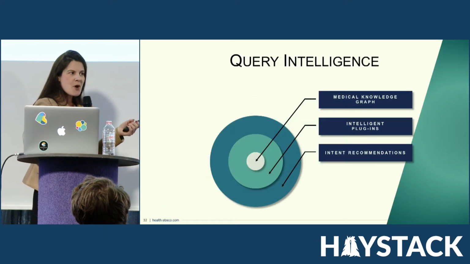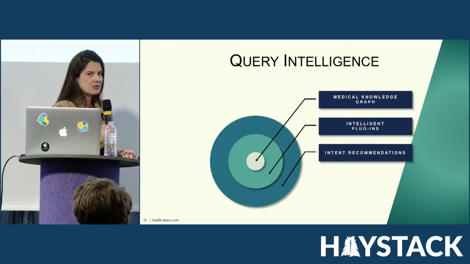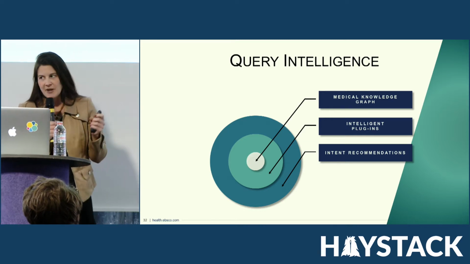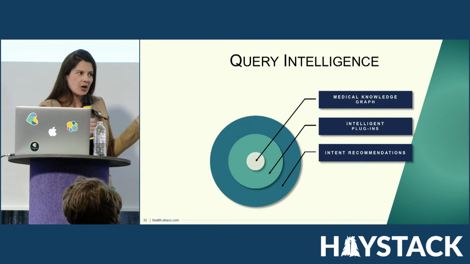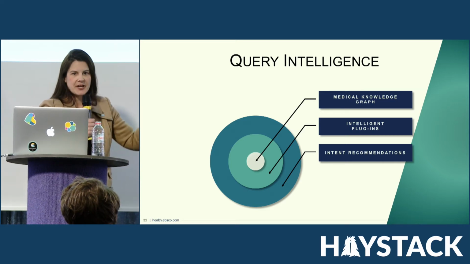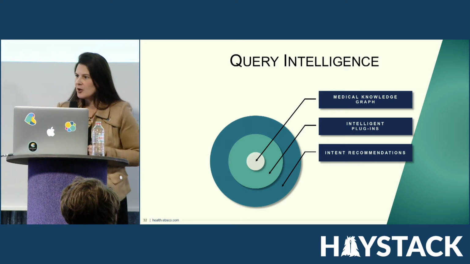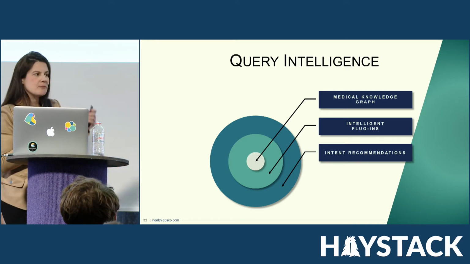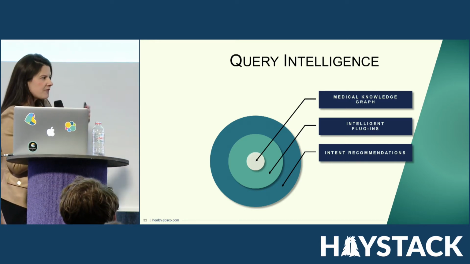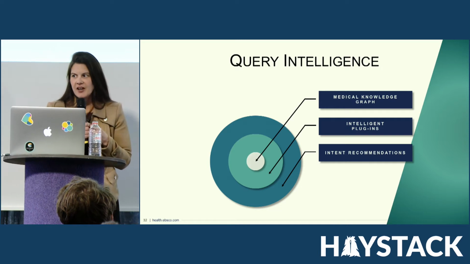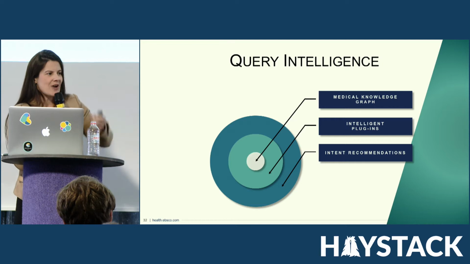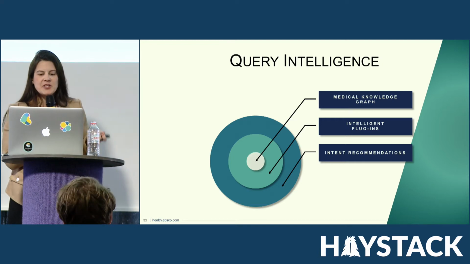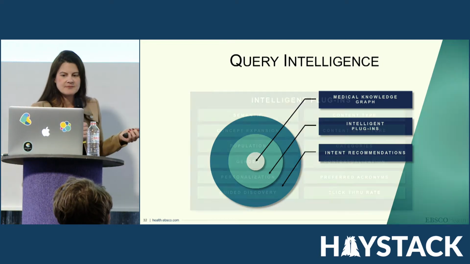So really, you can think about query intelligence as a snowball. The core of it is the medical knowledge graph. And when you were a kid and you wanted to make the snowball bigger, you rolled it through the snow to add more layers. So we do the same thing, but our layers are called intelligent plugins. They really have a very specific understanding of a certain domain. Once we have extracted this information, we can then build intent recommendations.